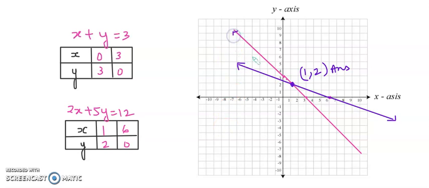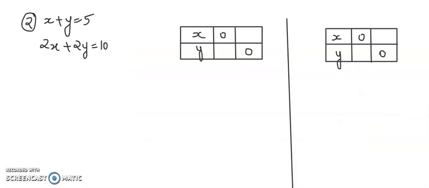Okay, am I clear how to do this? Let's take the next question. So here can we say the two lines are intersecting lines and the solution is 1 comma 2. So x is equals to 1 and y is equals to 2 is the answer. Okay, let's take the next question.